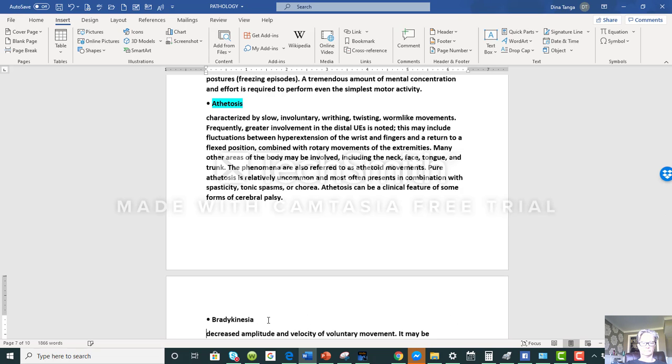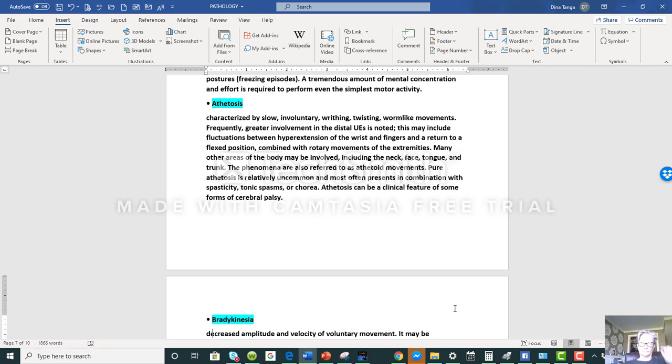Pure athetosis is relatively uncommon and most often presents in combination with spasticity, tonic spasms, or chorea. Athetosis can be a clinical feature of some forms of cerebral palsy.